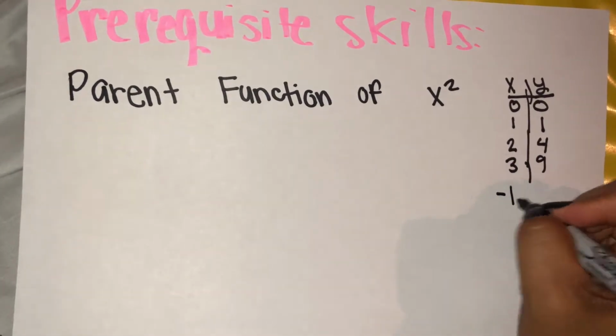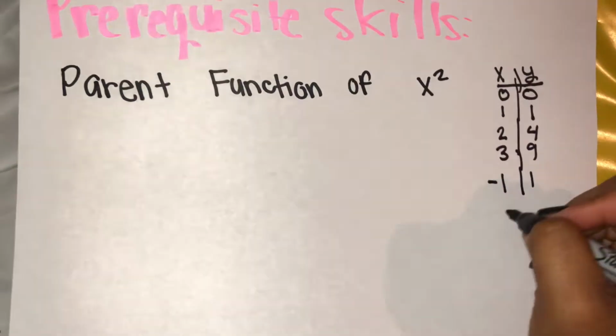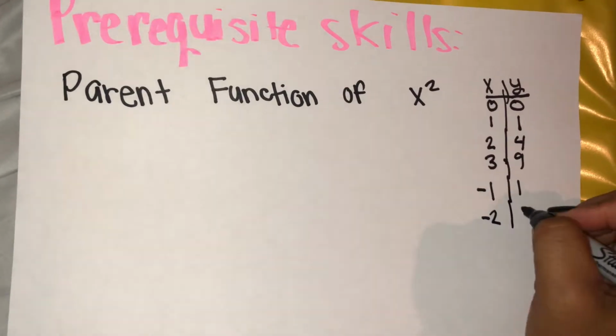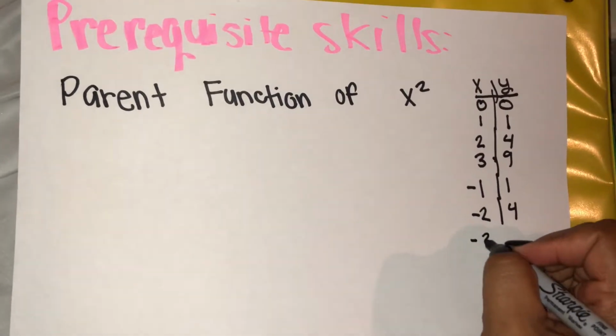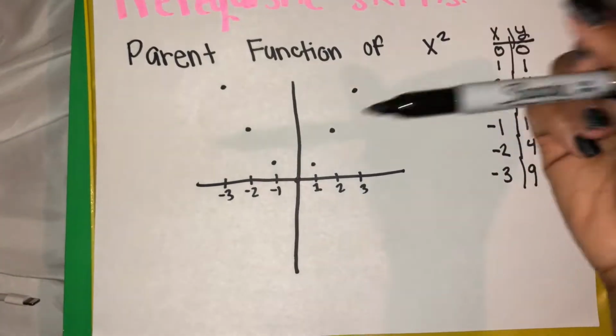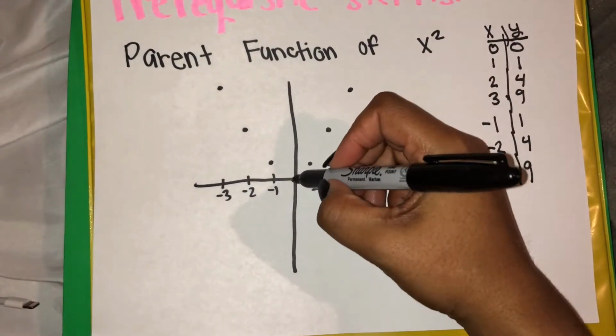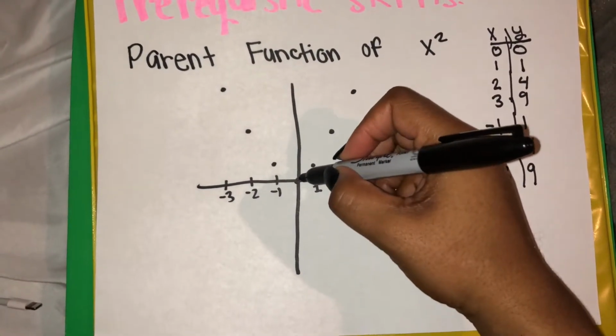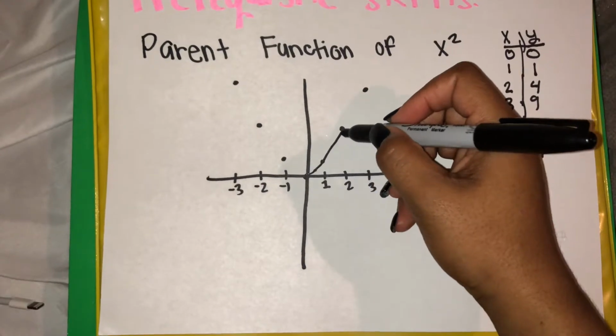If you put -1 squared, it would still be 1. If you put -2, it would still be 4. And if you put -3, it would still be 9. So now we have the parent function of the graph. You just connect these points, and all of them are now graphed.